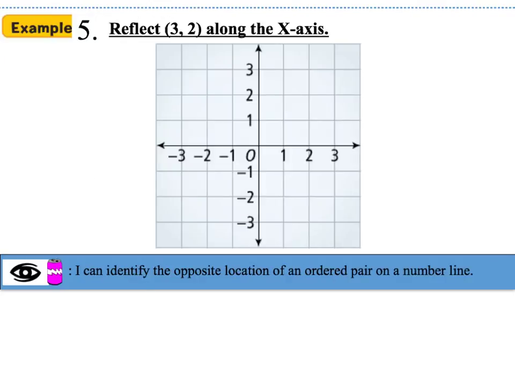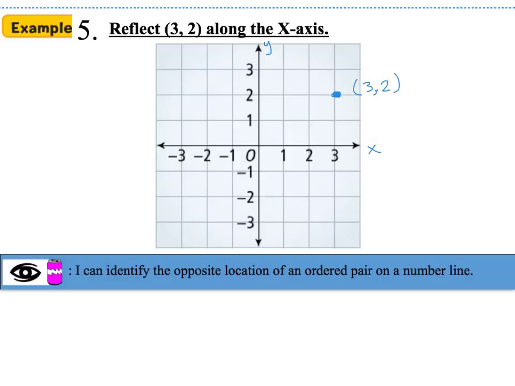So for example 5, they're asking us to reflect the ordered pair 3, 2 along the x-axis. The first thing we should do is go ahead and plot the point 3, positive 2 on the x and y axis. So starting with my origin, I'm going to jump 3 spaces on the x-axis. The x-axis is the one that goes left to right. Y-axis is the one that goes up and down. Then I'm going to jump 2 spaces up. Let's go ahead and place a dot in quadrant 1, and that is the location of 3, 2.